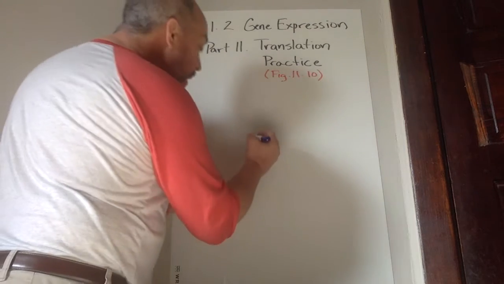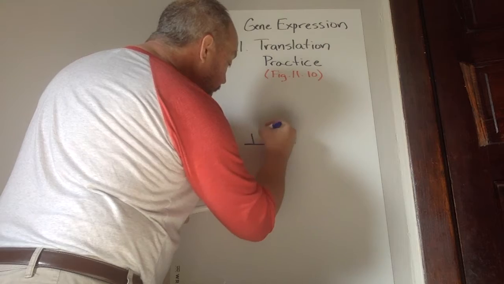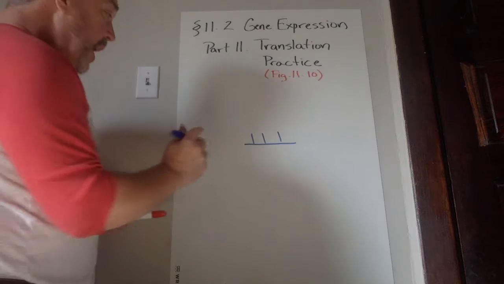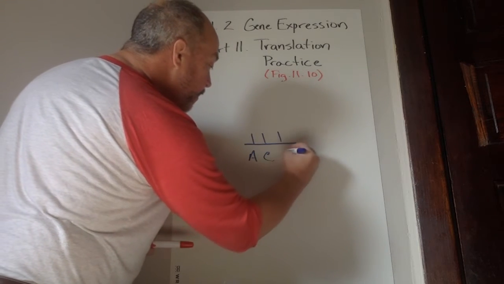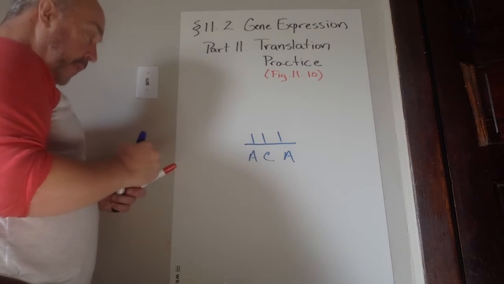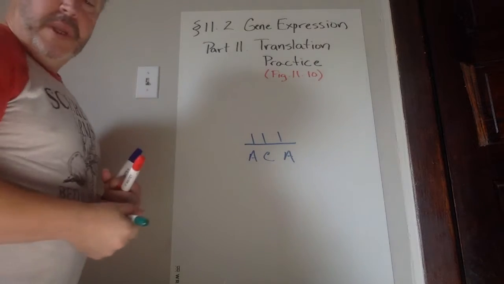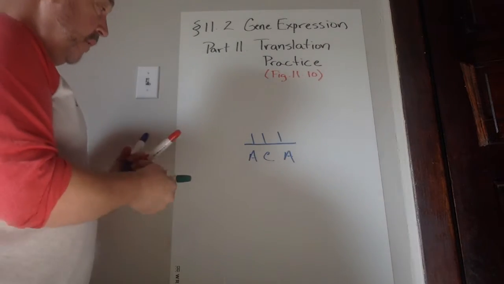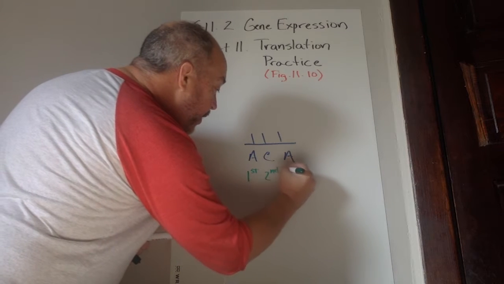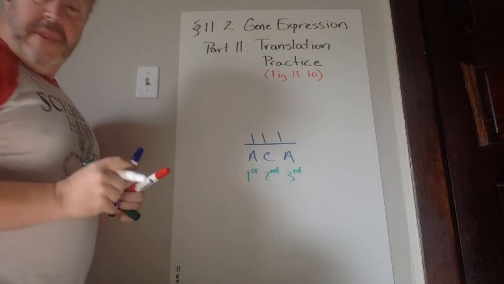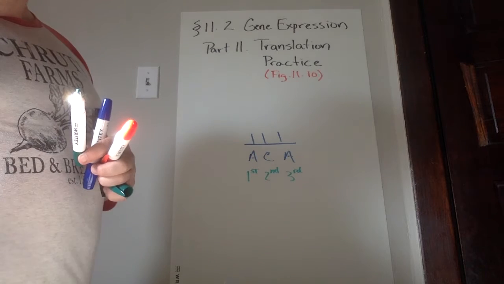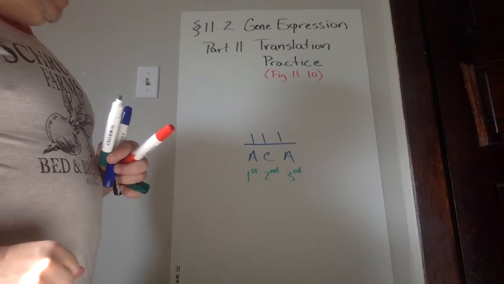So if in the mRNA we have 3 letters that make up our codon, so let's say we have the letters ACA, then there will be an anticodon that will bring over a particular amino acid. If you look in figure 11.10, you can see that they have first, second, and third in that diagram. You have first base on the left, second base on top, third base over to the right.